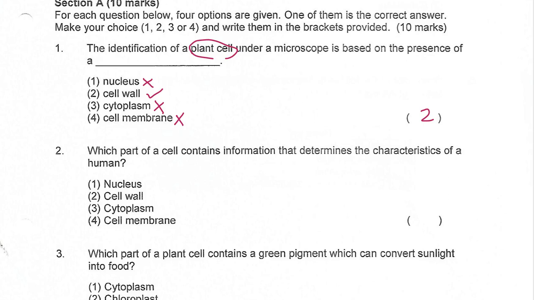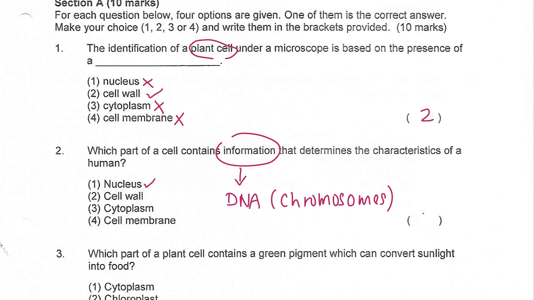Which part of a cell contains information that determines the characteristics of a human? Just some fun facts. When we talk about information, we are actually talking about DNA. If you remember the video where we talked about chromosomes, that's inside the nucleus. This is where all the information is found. It's like a brain. So the only acceptable answer will be nucleus.